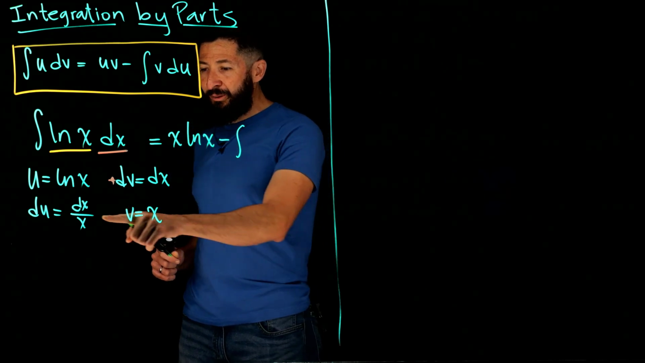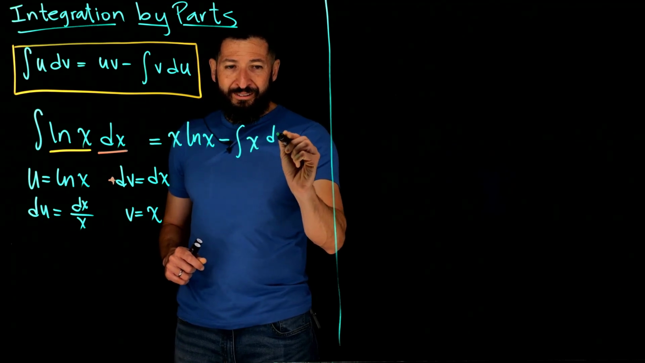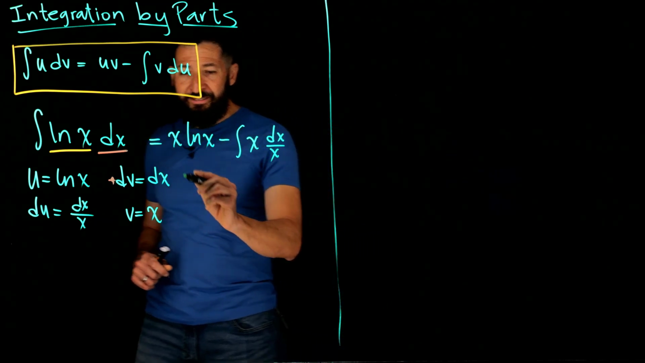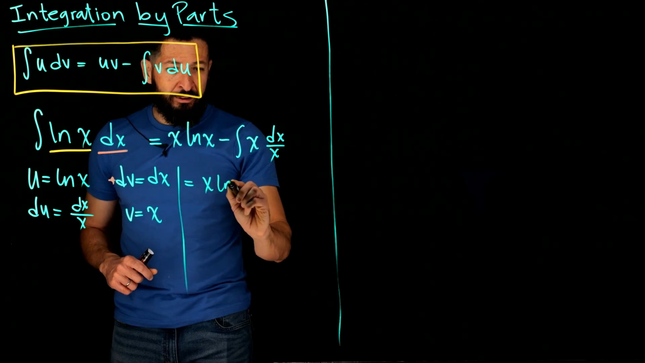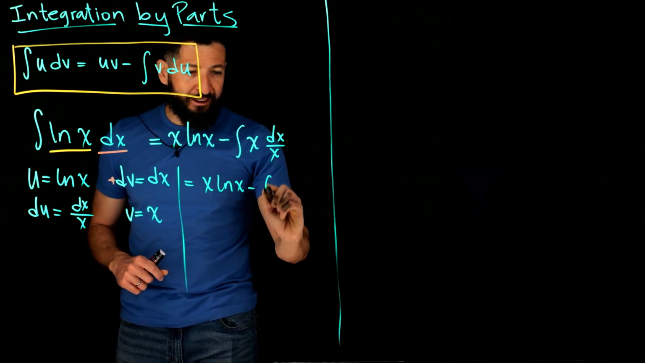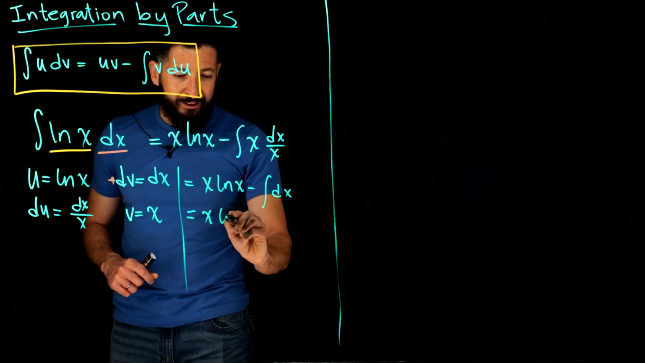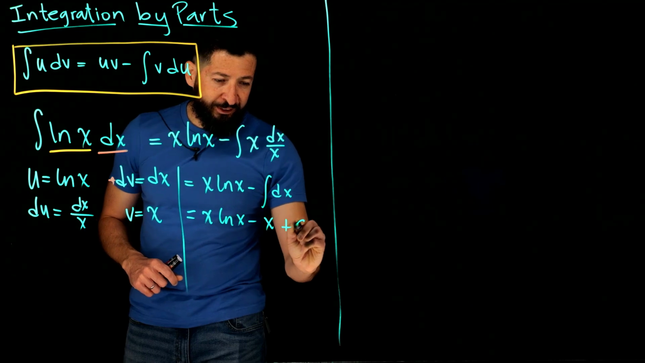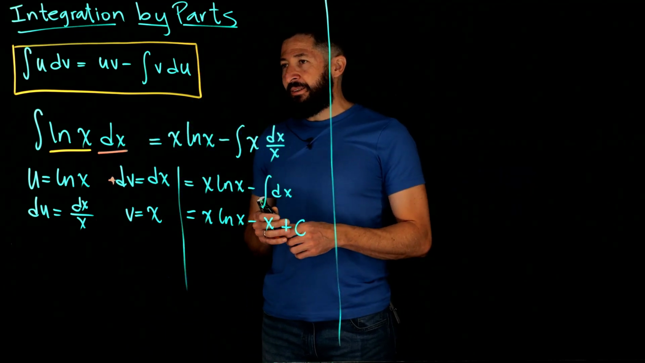But look how nice, because v is going to be x, du is dx over x, and that x that multiplies cancels the x that divides, and we just get x natural log of x minus the integral of dx, which is going to be x natural log of x minus x plus c. And that gives us the integral of the natural log.